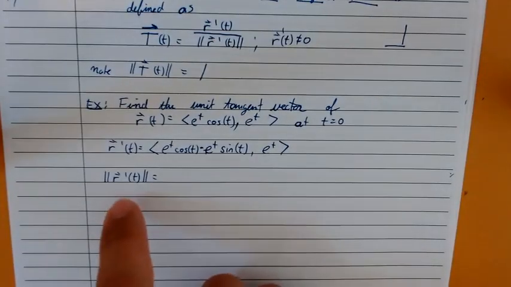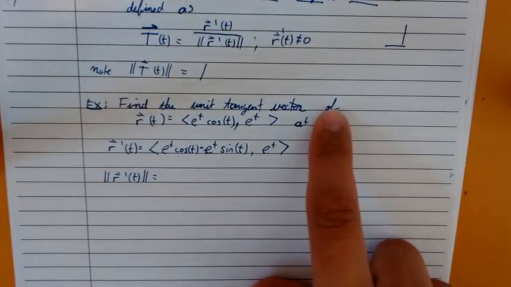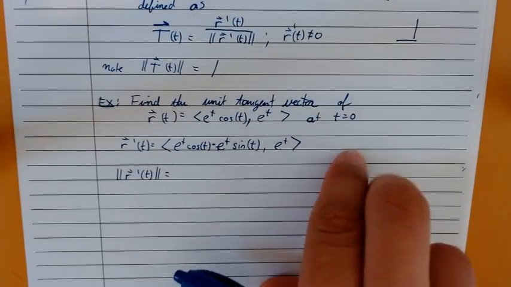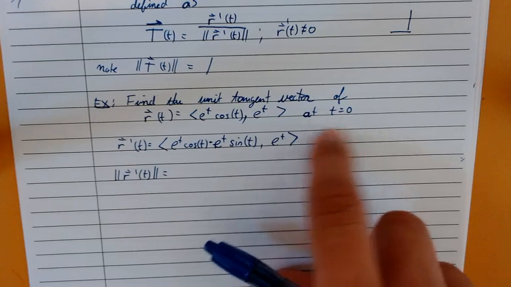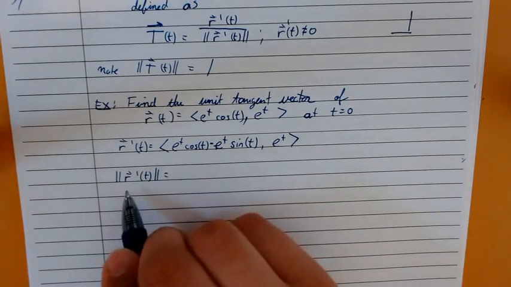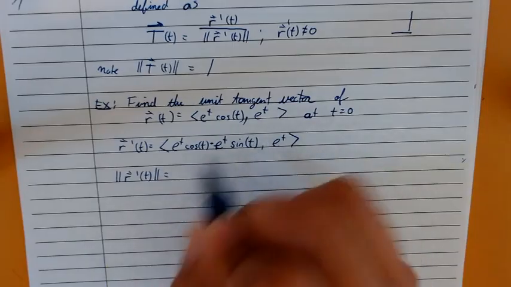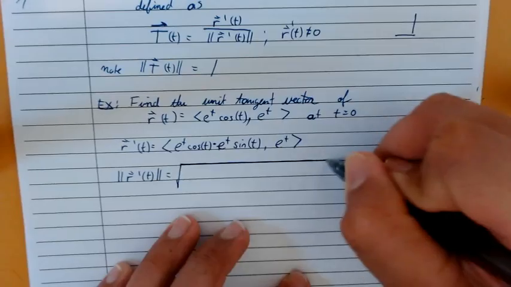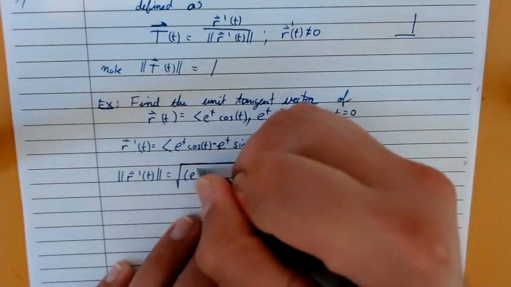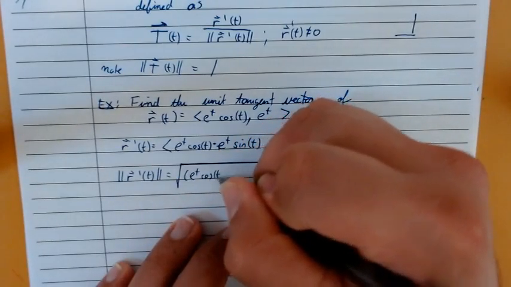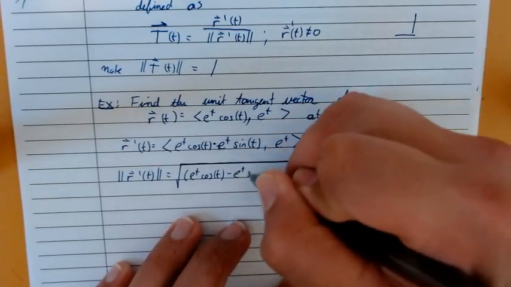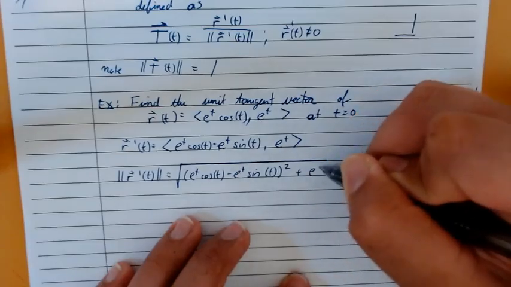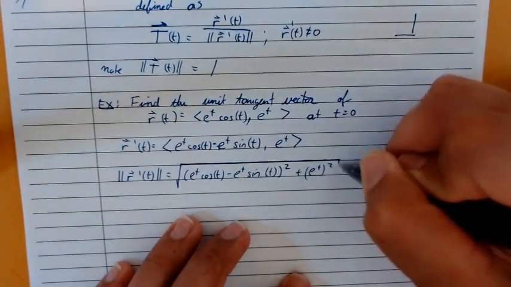Sometimes it will be necessary to do it the longer way because we're not going to have a particular time index. We're just going to say find the unit tangent vector in general. The short way will be a lot easier if you do have a time index. The longer way would be to take this without plugging anything in and then find its magnitude. We're going to take the square root of the sum of the squares of these things. Like this.